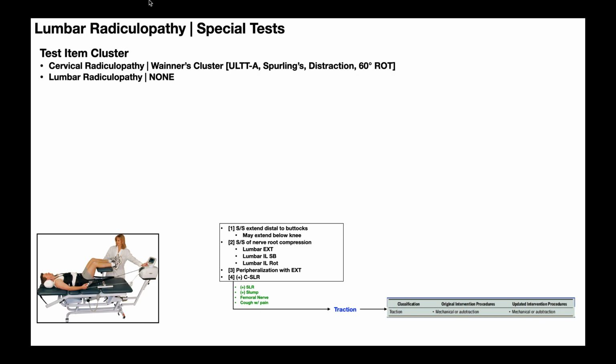We're now going to shift gears and talk about diagnosing a lumbar radiculopathy. What rules it up, what rules it down. But before that, a quick note on test item clusters.